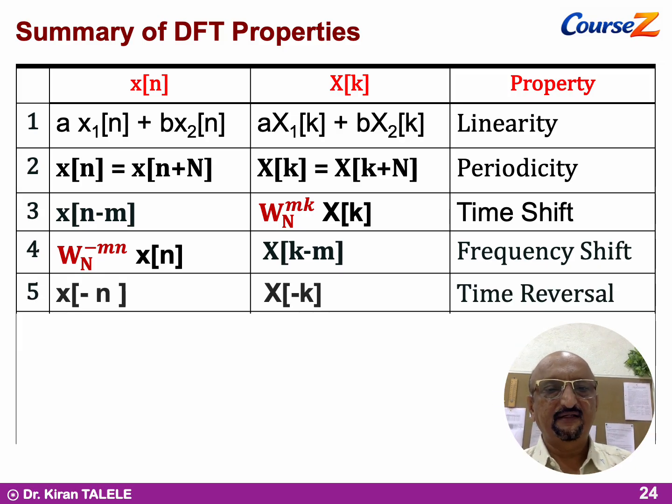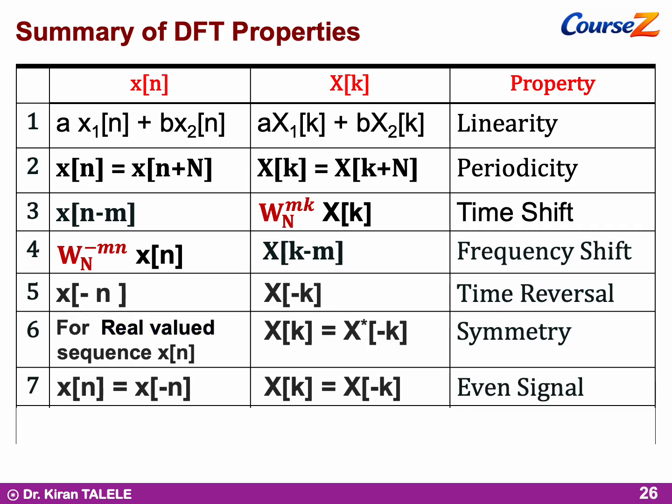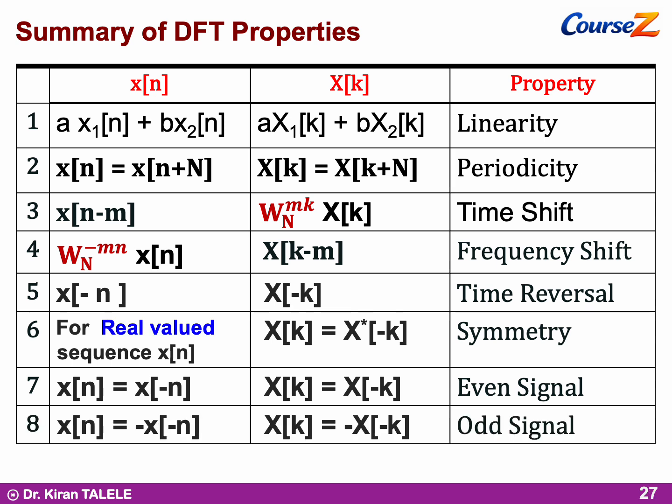Time reversal property. DFT of x of minus n is x of minus k. Symmetry property. If x of n is a real valued sequence, then x of k is x star of minus k. Even signal property. If x of n equal to x of minus n, then x of k equal to x of minus k, and if x of n equal to negated x of minus n, then x of k is negated x of minus k.